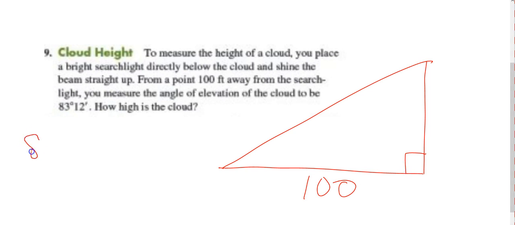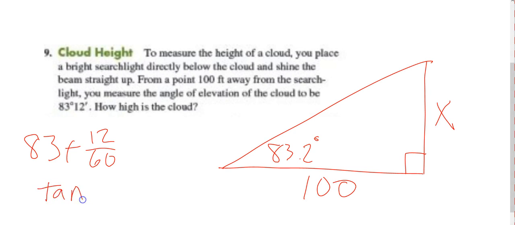So 83 plus 12 over 60 is what? Come on, calculator people. 83 plus 12 over 60. Is that 83.2? All right. Okay, 83.2 degrees. So we want to know how high is the cloud. That would probably be the right side of this triangle. Okay, so which trig function should I use? It is the tangent, right? So tangent 83.2 equals x over 100.